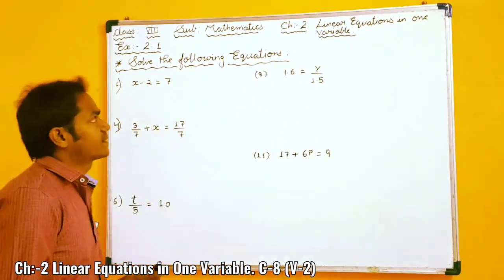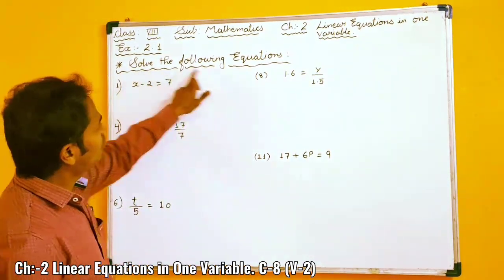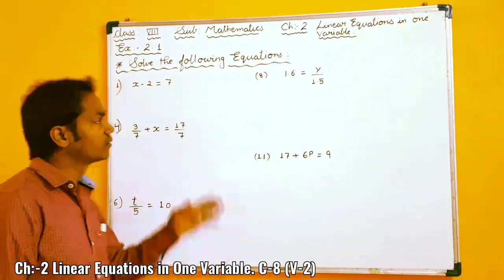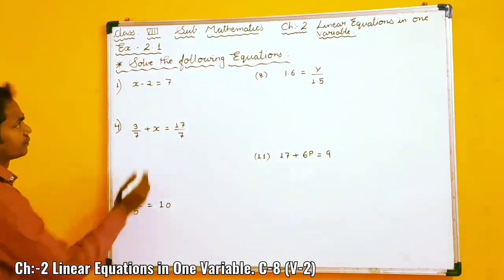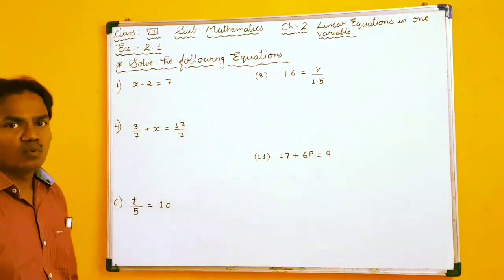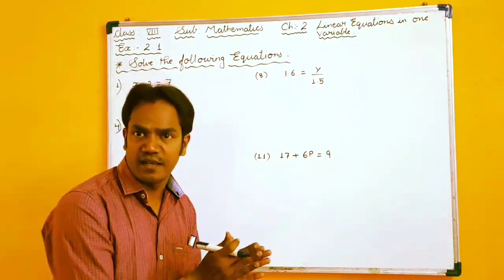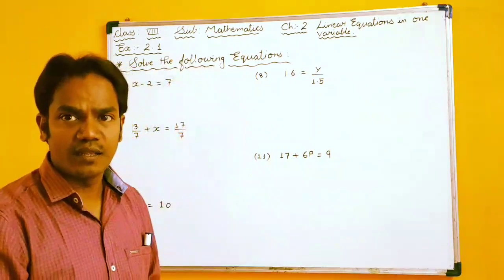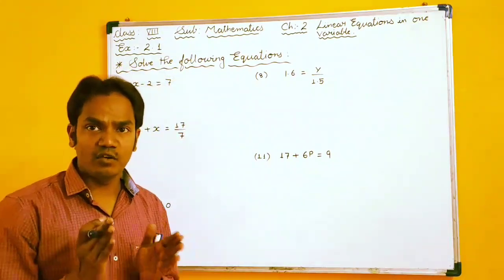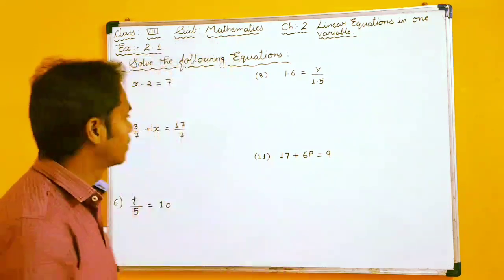Now we will start our exercise 2.1. First question, solve the following equation as I have explained to you in the previous video. x minus 2 is equal to 7. What I have told, shift all the variables to one side and all the constant terms to the other side, and whenever you shift your values, your sign gets changed.